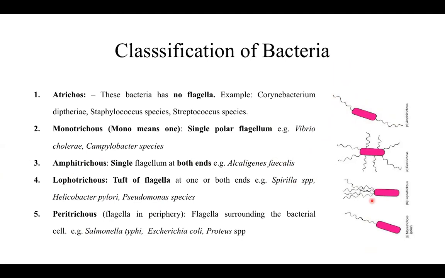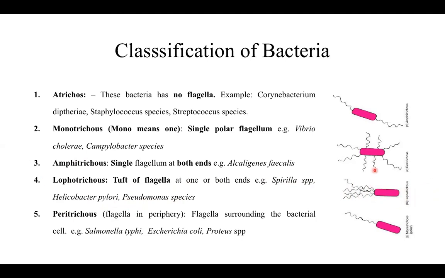Lophotrichous bacteria possess multiple flagella, a tuft of flagella, at one end or at both ends. Bacteria possessing a tuft of flagella at one end or at both ends are known as lophotrichous. Examples are Spirillum species, Helicobacter pylori, and Pseudomonas species.